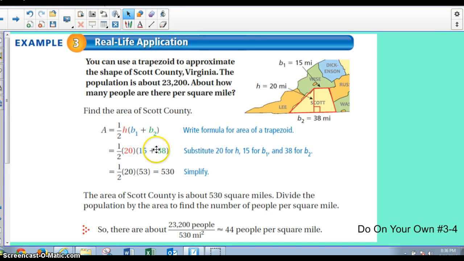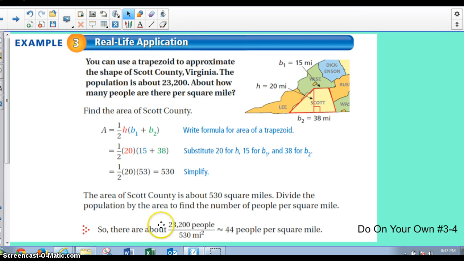Once you figure out 15 plus 38, which is 53, then you do 20 times 53 and take half of that, which is 530. Now we're not done, okay? What you have figured out is the area of that trapezoid, or the area of Scott County. Now you have to divide the population by the area to find the number of people per square mile. Because if I was to write 530 per square mile, that doesn't make sense. And we do have something about population, and the question has people in it.